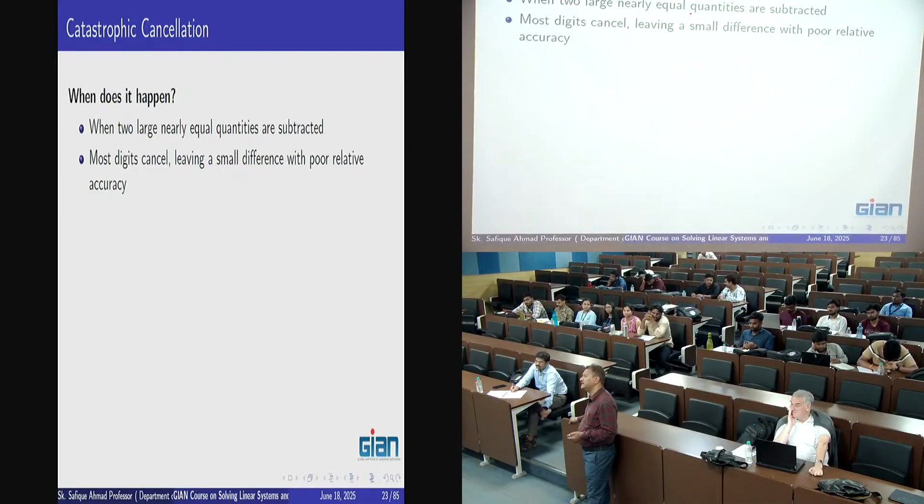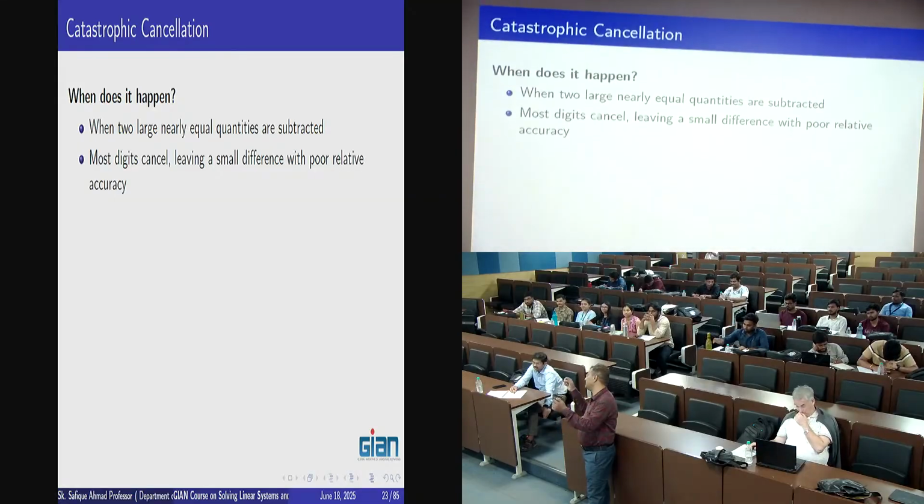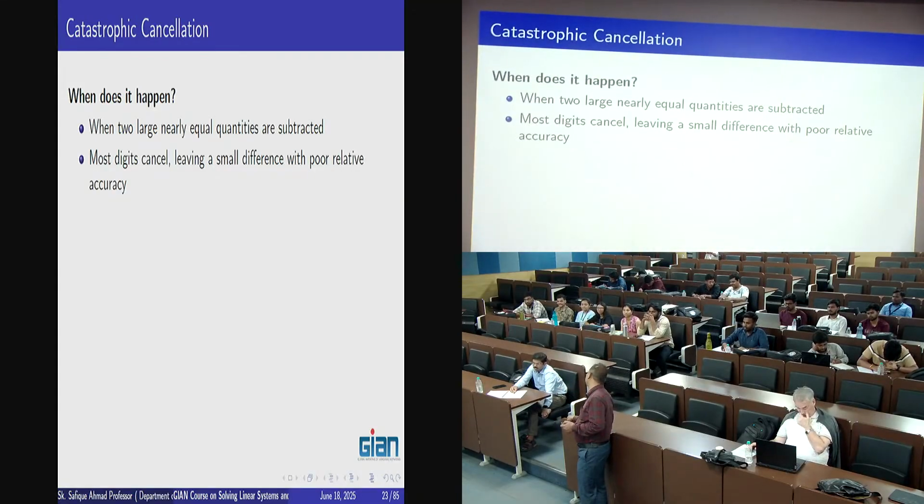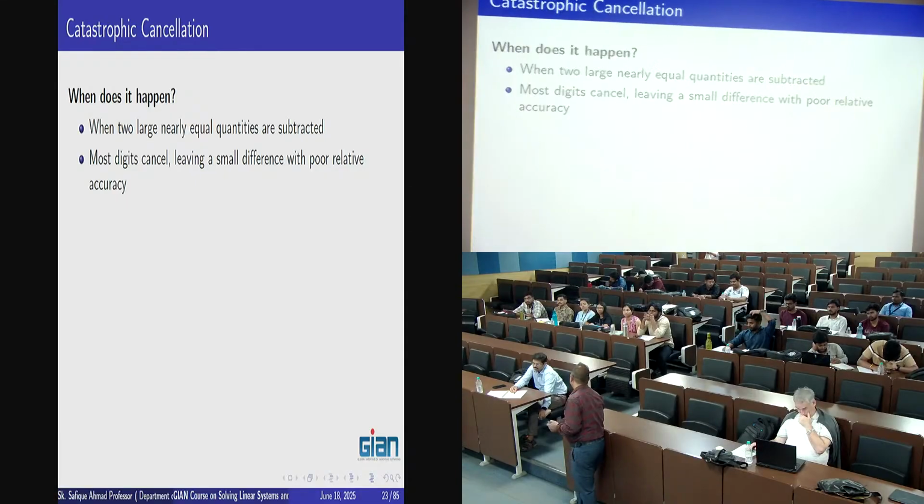When two large nearly equal quantities are subtracted and most digits cancel, leaving a small difference with poor relative error. This cancellation will happen when the large nearly equal quantities are subtracted, because very near numbers if you subtract. Okay. If the matrix entries are very close, that means they are approximately equal, in that case this large relative error would come in. So, as I told you in my last class, if eigenvalues are very close to each other and you are taking the difference, that means they are near to each other.